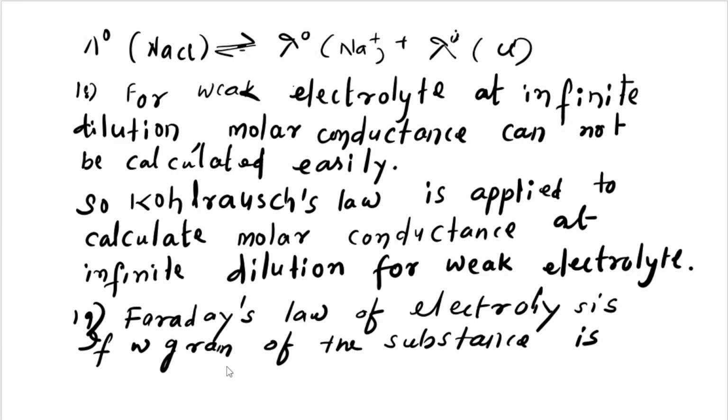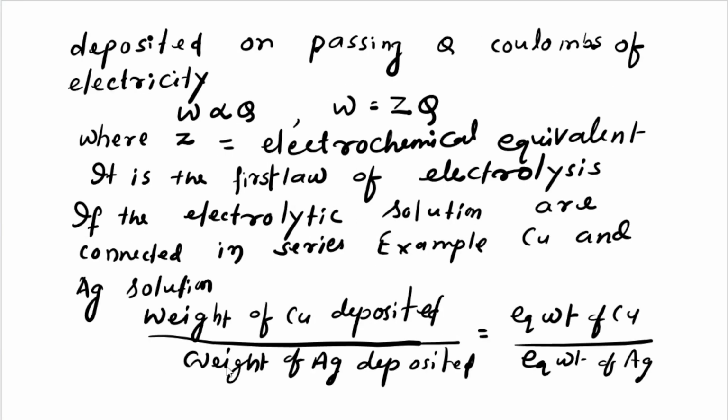Again, you want to see here Faraday's law of electrolysis. If W gram of the substance is deposited by passing Q coulombs of electricity, then this is the formula. It is the first law of electrolysis.